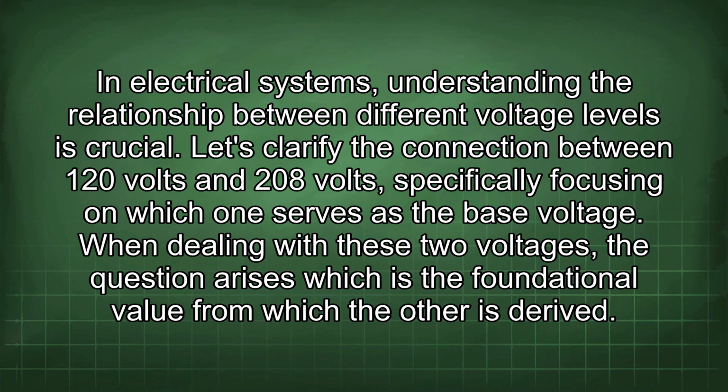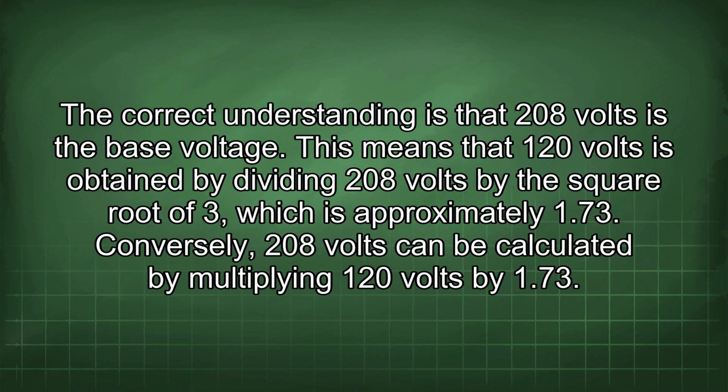In electrical systems, understanding the relationship between different voltage levels is crucial. Let's clarify the connection between 120 volts and 208 volts, specifically focusing on which one serves as the base voltage. When dealing with these two voltages, the question arises which is the foundational value from which the other is derived. The correct understanding is that 208 volts is the base voltage.